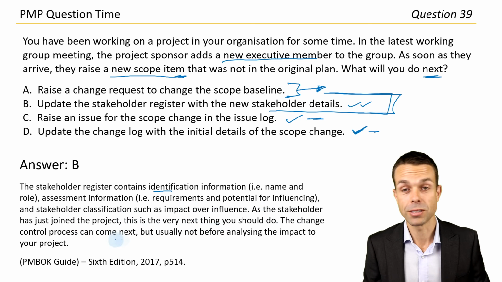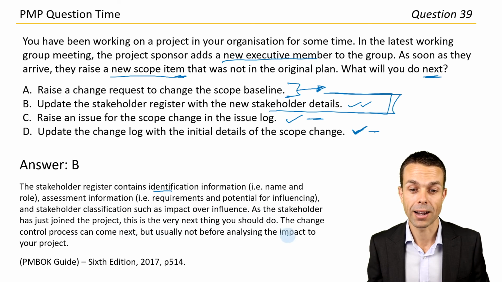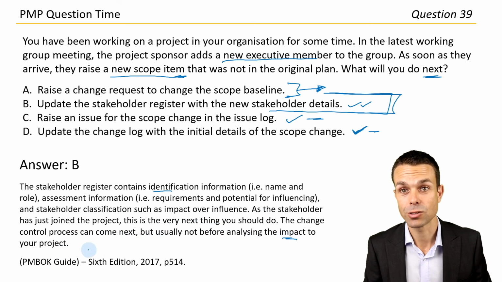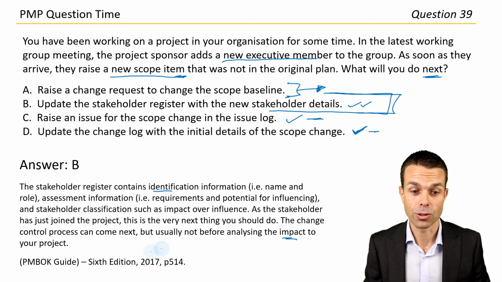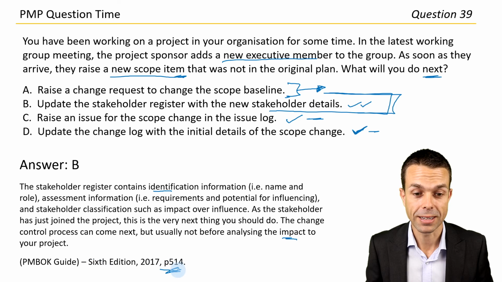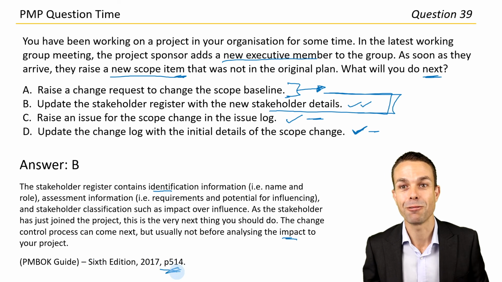The change control process can come next, but usually not before analysing the impact to your project. So the cost or the scope or the schedule impact as well. So that's very good to know. And we've got page 514 in the PMBOK guide if you want to check that one out for yourself.